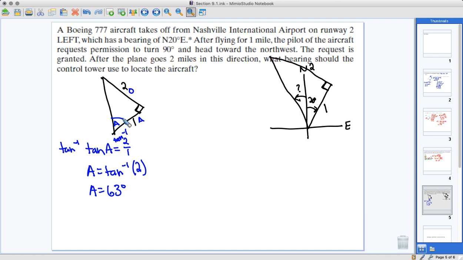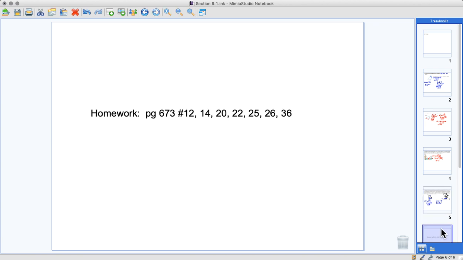So this whole angle right here is 63 degrees. But I want to know what this question mark is, so I'm going to take 63 minus 20. I get 43 degrees left over. So the bearing is north 43 degrees west, because that 43 is going towards the west direction, like on a compass.